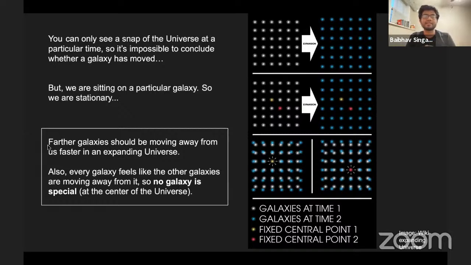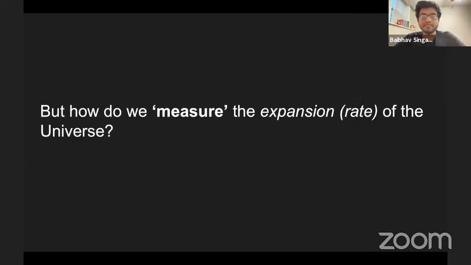So the take home point out here is that farther galaxies should be moving away from us faster in an expanding universe. At least that's what we see out here. And every galaxy sees every other galaxy moving away from it. So no one is at the center. No one requires to be at the center to see every other galaxy moving away from it.